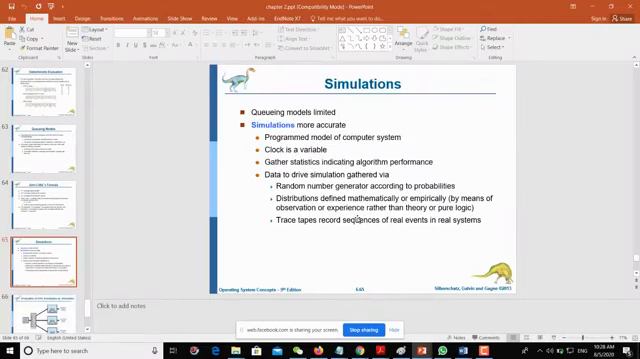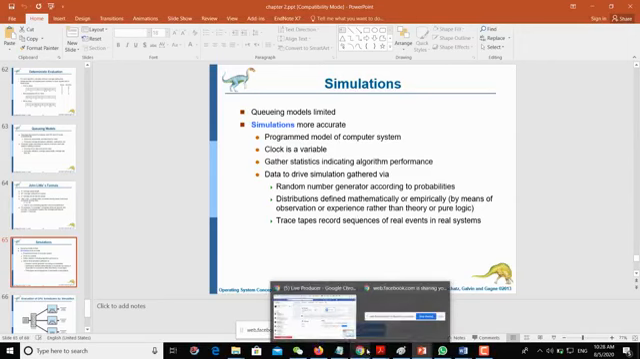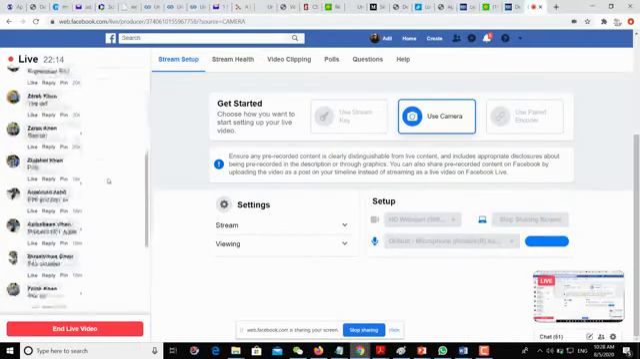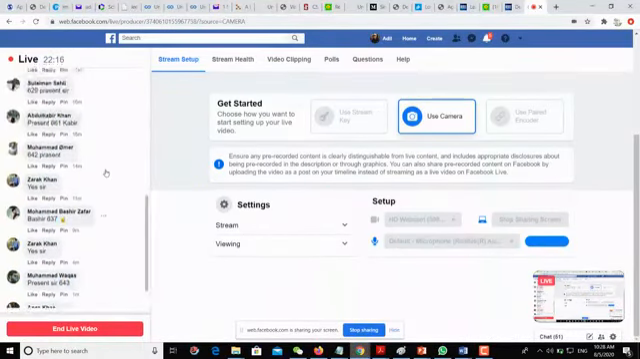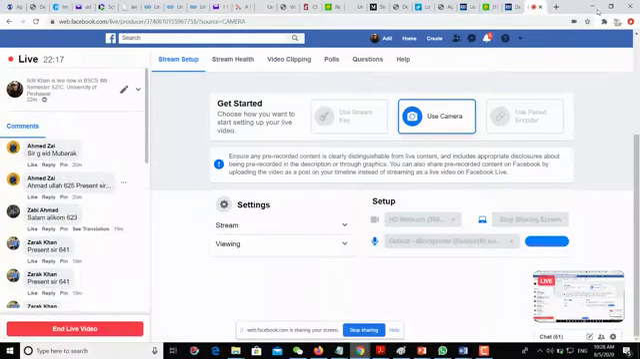Simulations is a new topic, and it is connected to the queuing models and deterministic evaluation. But before teaching this, I would like to go to the comment section to see any question from any student. Okay, no question.